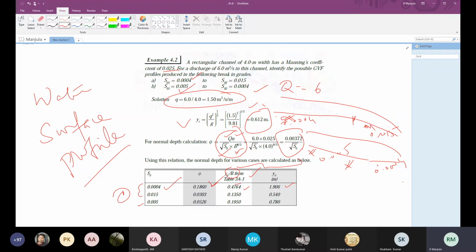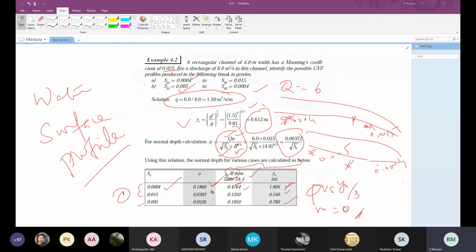Y0 by B is from the table 3A1, that is the table which gives phi versus Y0 by B for various values of M. So here you have to take M equal to 0 for a rectangular channel. Okay. Now we have found out the value of Y0, normal depth. So for 0.0004, normal depth is 1.906. For 0.015 normal depth is 0.54, and for 0.005 normal depth is 0.78. So you have computed the normal depth.